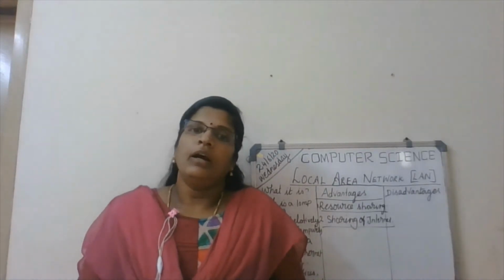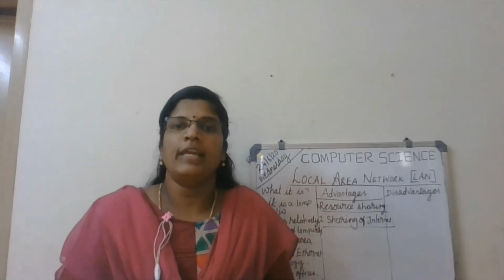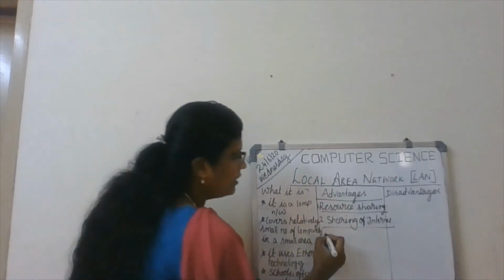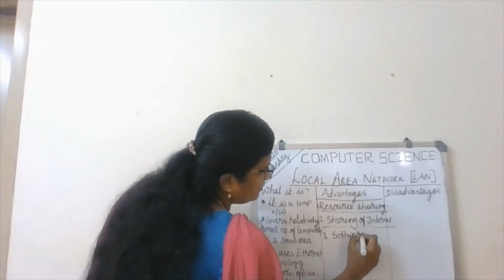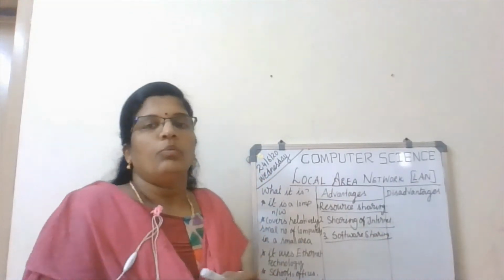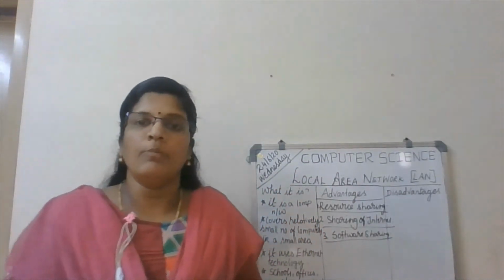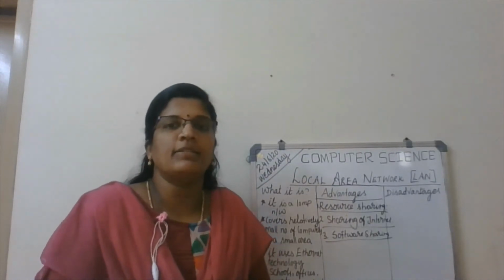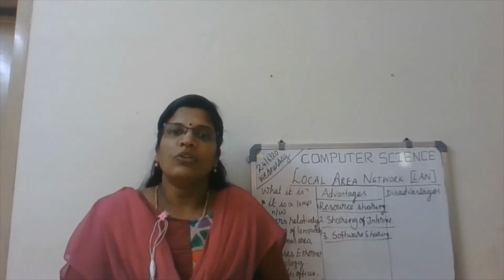Okay, then only internet can be shared? No, right? We can share all the files, data, and everything. So software also we can share. So the third one is software sharing. We can buy a licensed software and just install it in the main computer called a server. And from the server, the remaining computers can access that particular software. So it is cost effective.